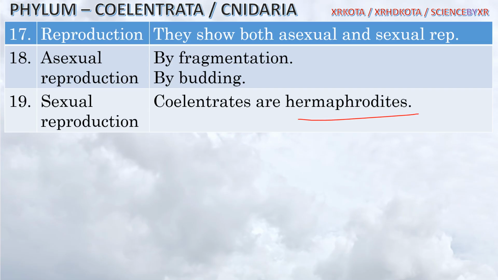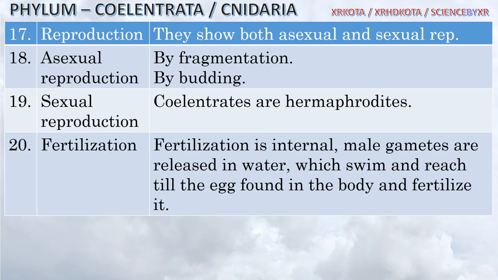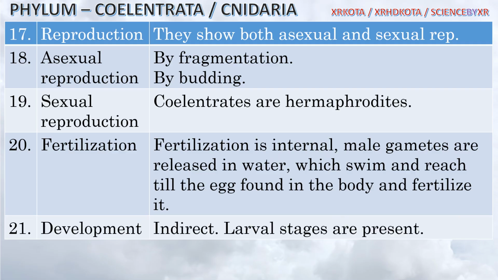They are hermaphrodite. Both male and female organs are found in the same body. Fertilization is internal. The egg is found attached to the body. The sperms which are produced are released, swim with the water, reach the egg and fertilize it. That is how fertilization takes place in the body, which is why it is called internal. Development is indirect, that is, larval stages are present. The egg does not directly give rise to a new hydra, but first changes into a larva.